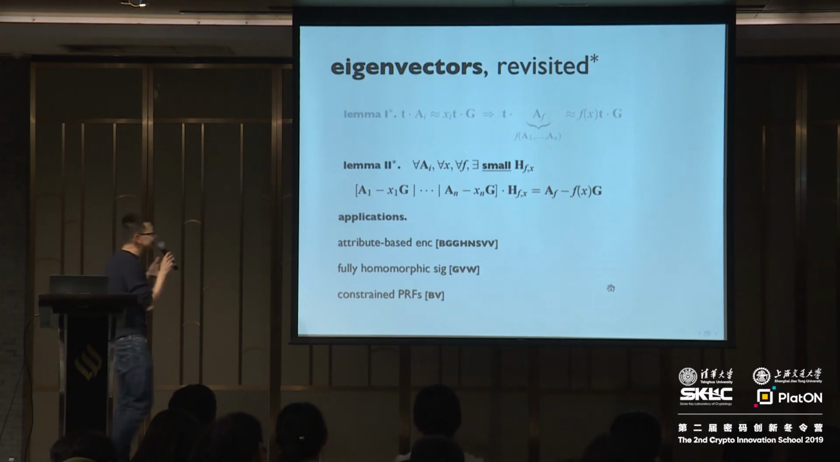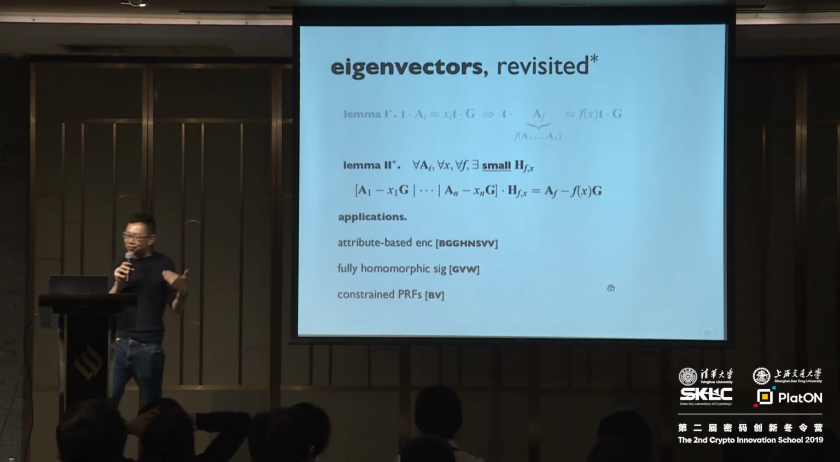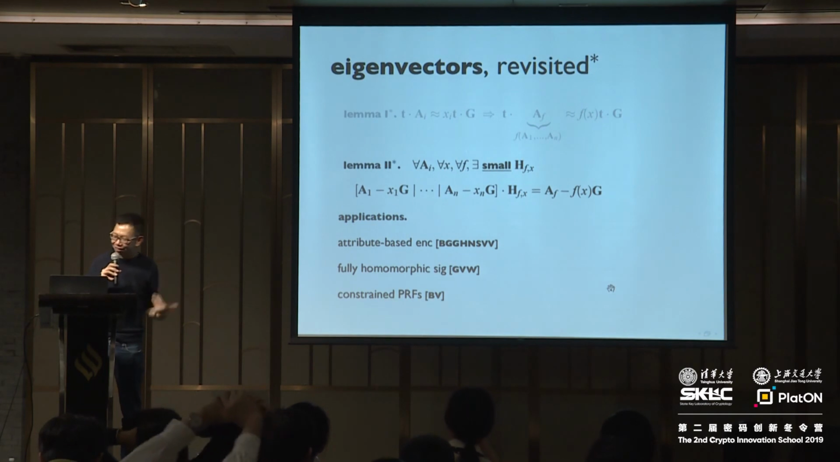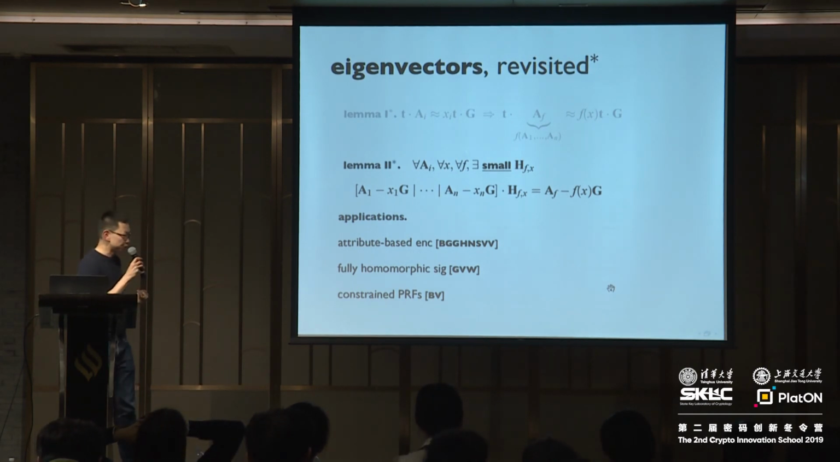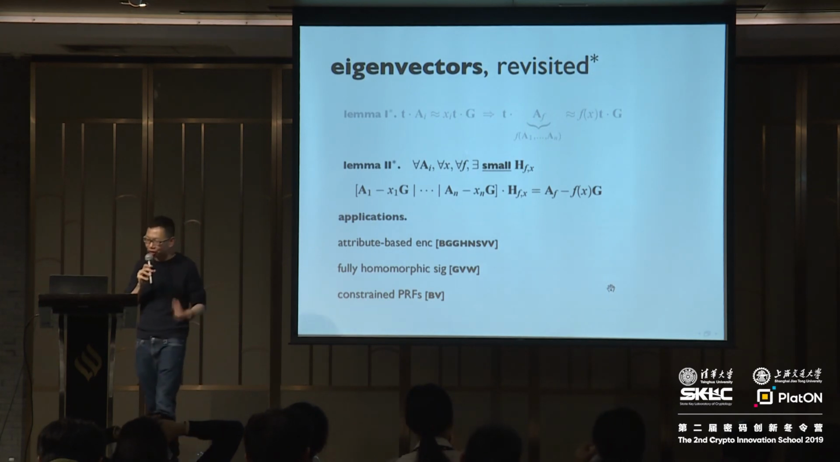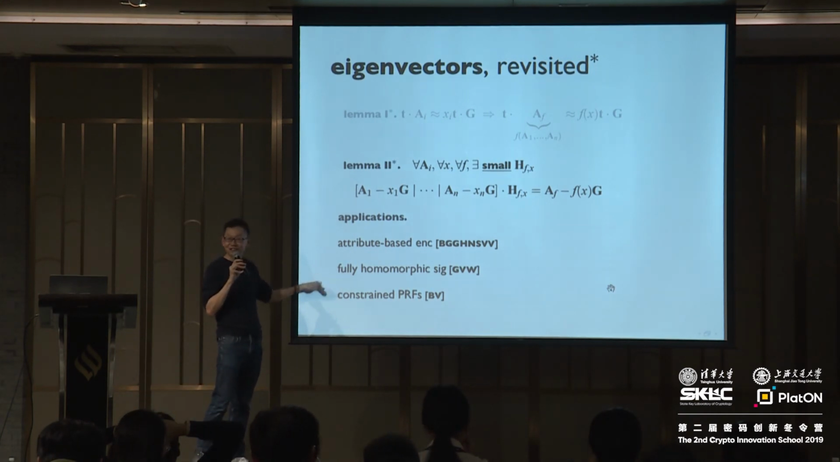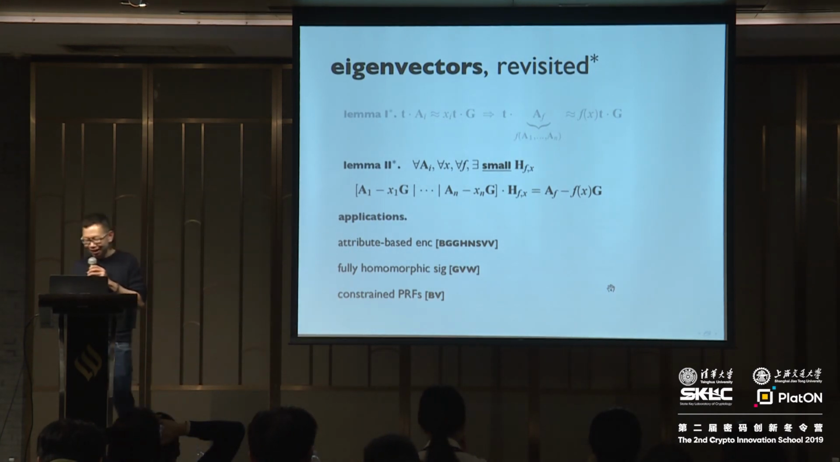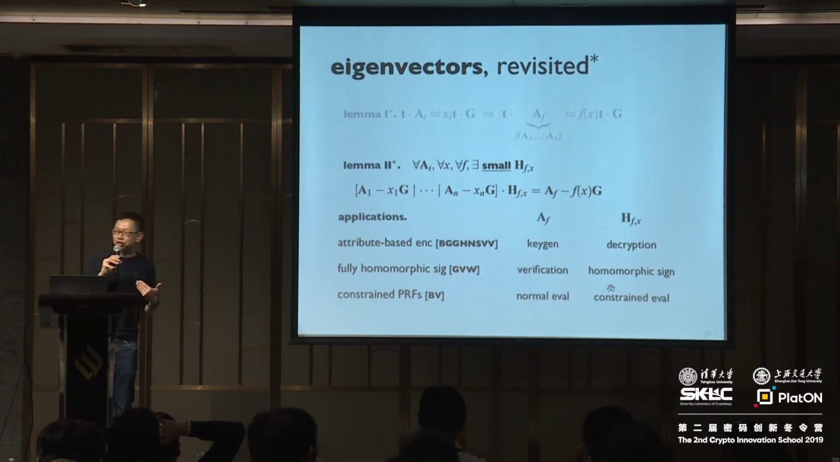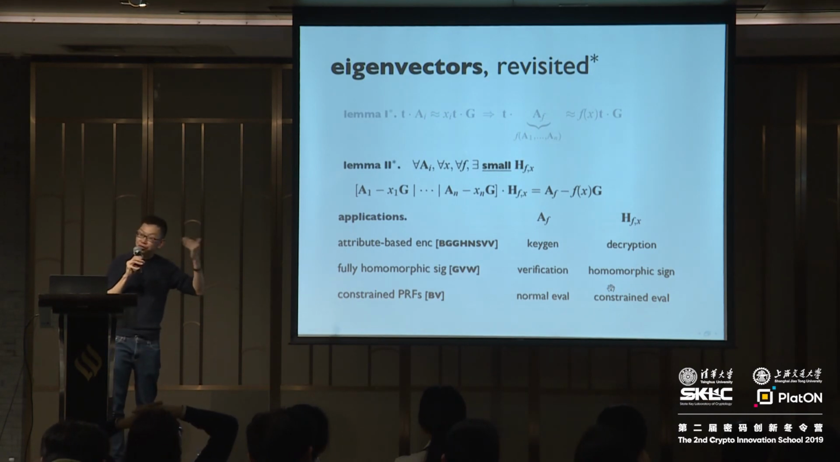For the second half of the talk, we won't need the proof of this statement anymore. Just remember that this statement is true, and in fact, this statement underlies a couple of recent cryptographic constructions from lattices, from attribute-based encryption to fully homomorphic signatures to constraint PRFs. I'm not going to define what these objects are, but just say that these are things that people care about. In each of these constructions, the matrices A sub F and this magical small matrix H play different roles, depending on the primitive you're trying to construct.